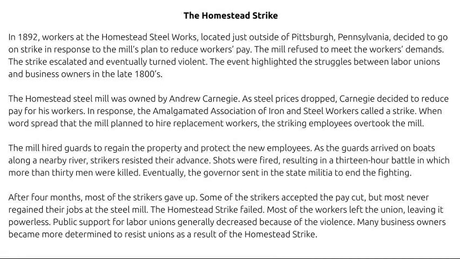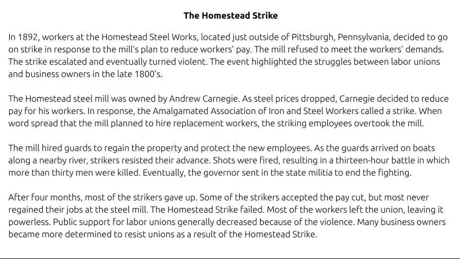The Homestead Strike. In 1892, workers at the Homestead Steelworks, located just outside of Pittsburgh, Pennsylvania, decided to go on strike in response to the mill's plan to reduce workers' pay. The mill refused to meet the workers' demands. The strike escalated and eventually turned violent. The event highlighted the struggles between labor unions and business owners in the late 1800s.